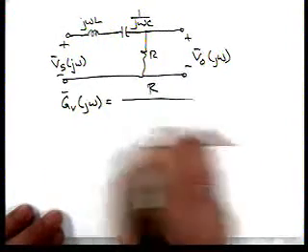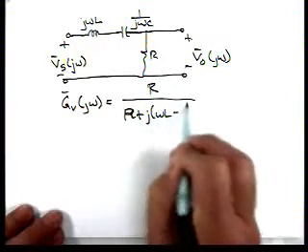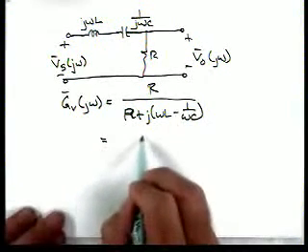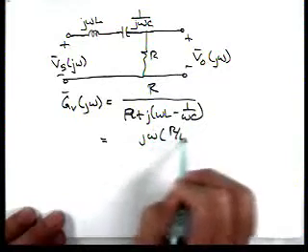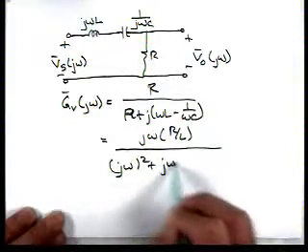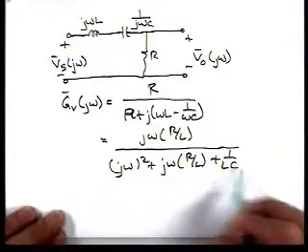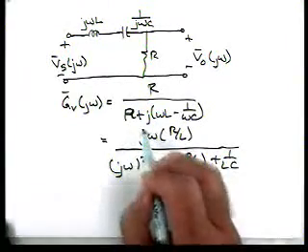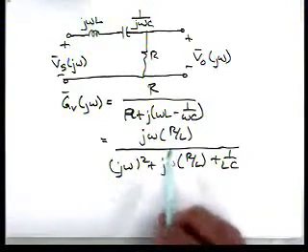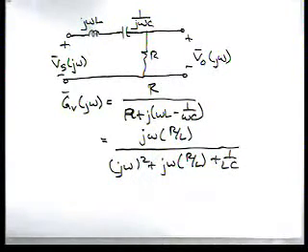So it turns out to be R over R plus jω L minus 1 over ωC. We can also write this as jω times R over L, over (jω) squared plus jω R over L plus 1 over LC. If we notice, we've got a simple zero at the origin. We've got a set of quadratic poles.